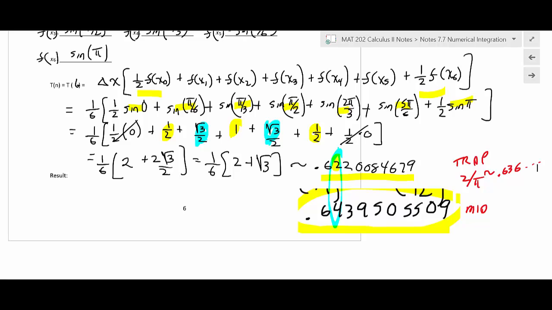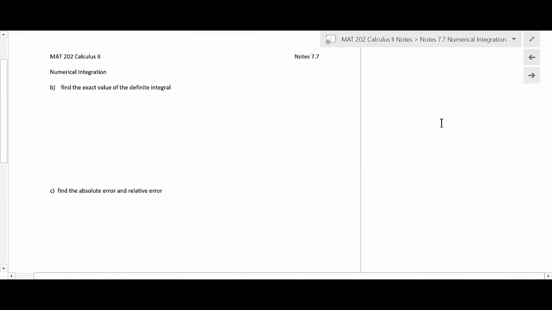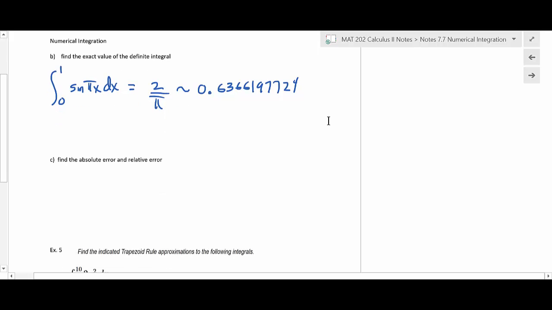So let's go ahead and go to the next page and finish up the kind of the errors, and then we'll go ahead and take a break here. Okay, so let's see. I think we already got the exact answer. I think we had the integral from 0 to 1 of sine pi x dx. We already got that earlier. We got that as 2 over pi. So that was, let's see, on the calculator, 0.6366197724, like that.